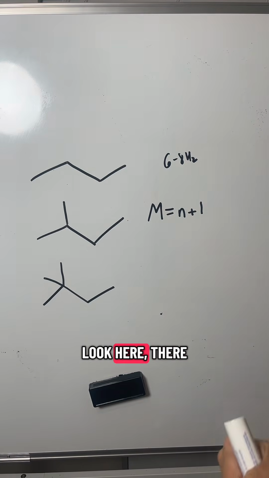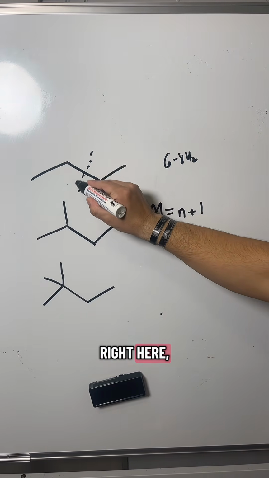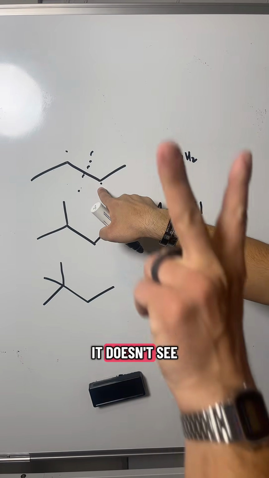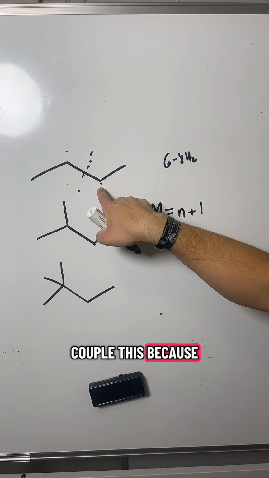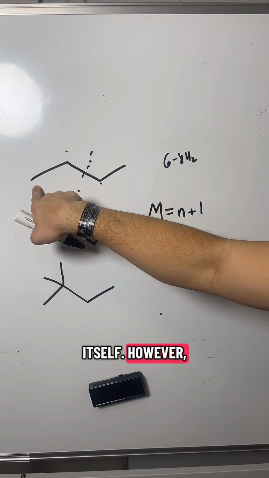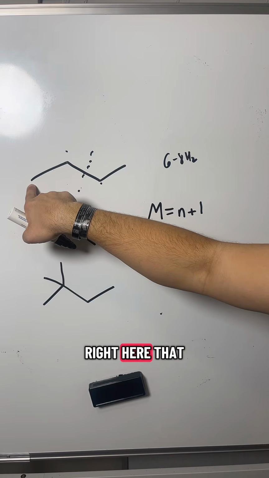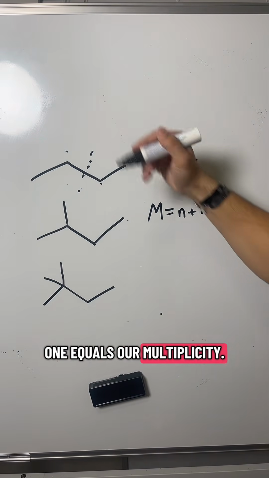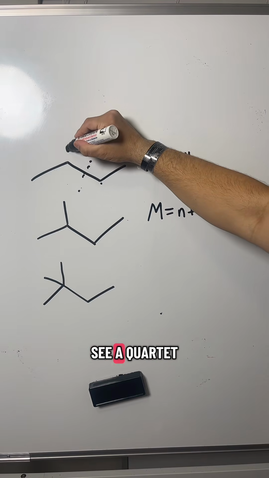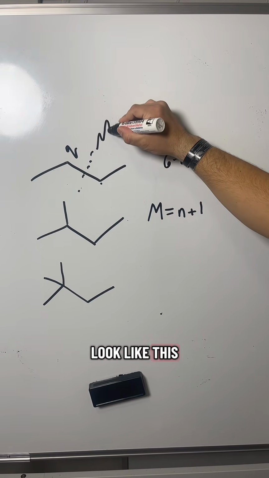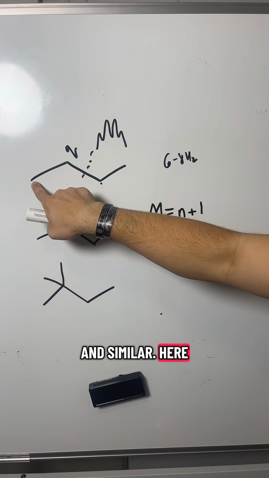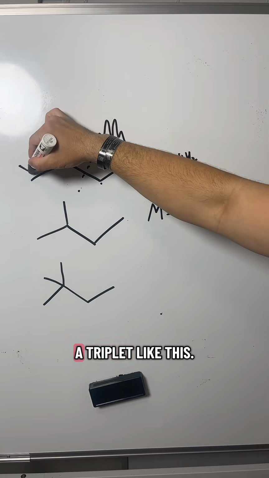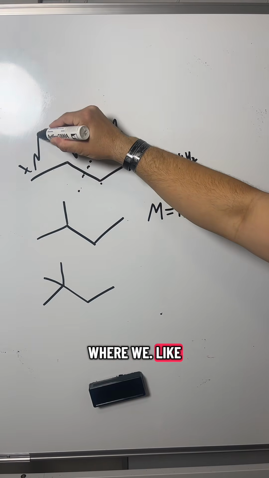So if we look here, there is an internal plane of symmetry right here, which makes these identical right here. So if we look at the multiplicity of this, it doesn't see this, so to speak, so it doesn't couple to this because it's the same. It just sees itself. However, there are 3 neighboring protons right here that are different, and so it sees them. We use our formula where n plus 1 equals our multiplicity. You'd see a quartet where it would look like this. And similar here, we see 2 protons next to it, so n is 2, we'd see a triplet. So we'd see a triplet like this.